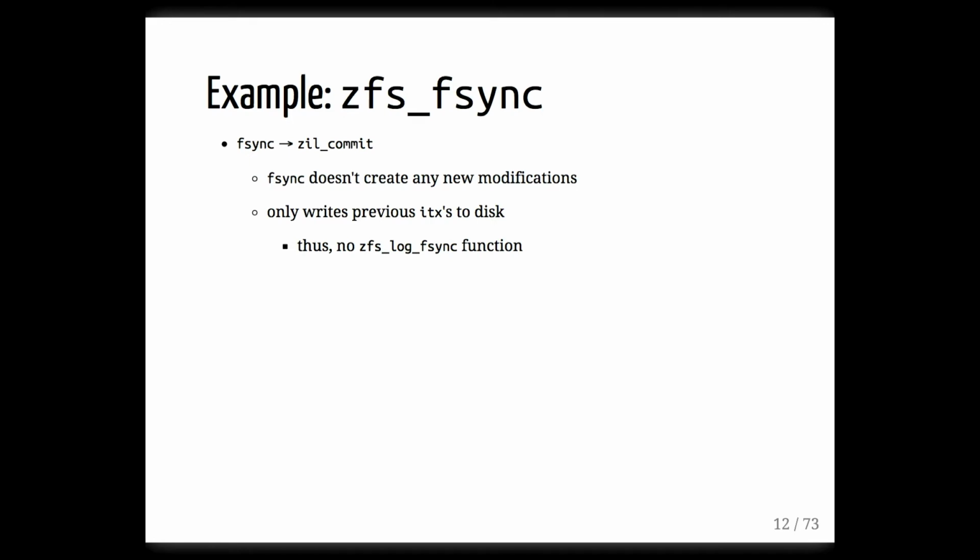Now let's look at ZFS fsync as another example. Fsync doesn't create any new modifications. Instead, it simply ensures any previous operations are written to disk before it returns. Thus, ZFS fsync doesn't call ZIL ITX create, nor does it call ZIL ITX assign. Instead, it only calls ZIL commit. Calling ZIL commit will ensure all previous operations are written to disk before fsync returns.